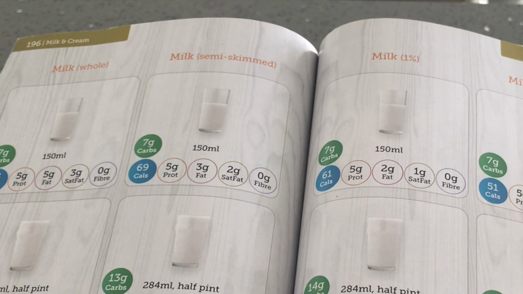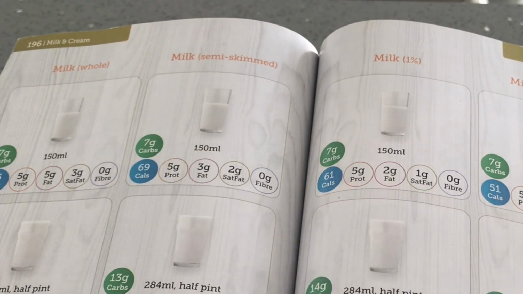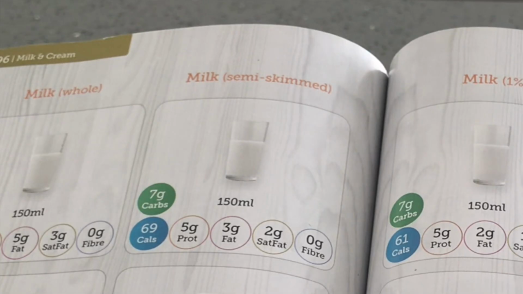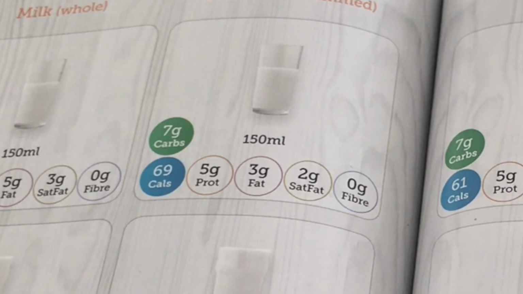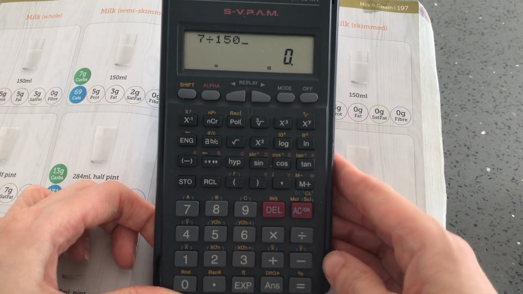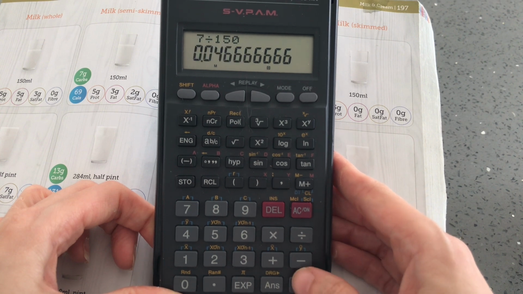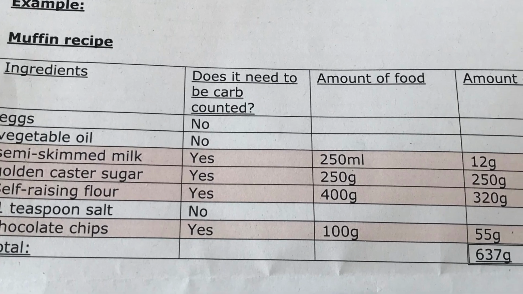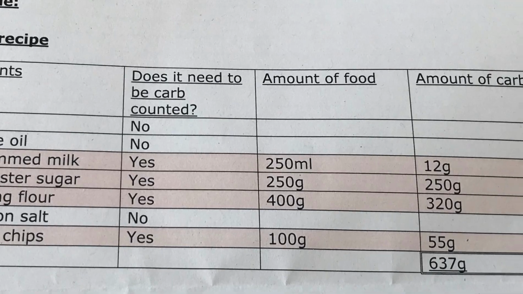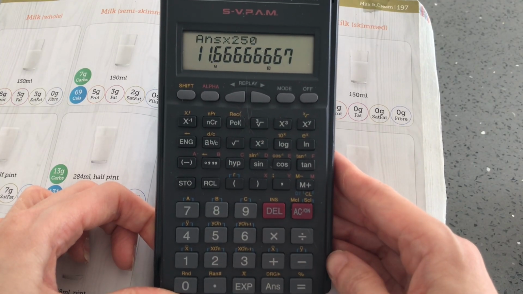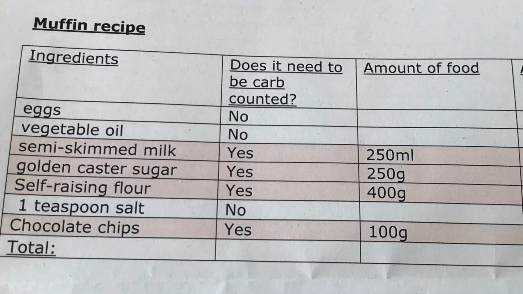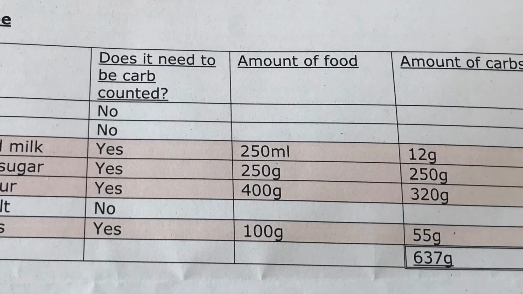It's our old friend, the carbohydrate counting equation. So let's take that green circle, which is 7, divide that by 150, which was the total weight under the picture, or volume in this case, times that by our total value, 250 ml of milk in our recipe. That gives us the answer 11.6 recurring, which I will round up to 12. 12 grams of carbohydrate.